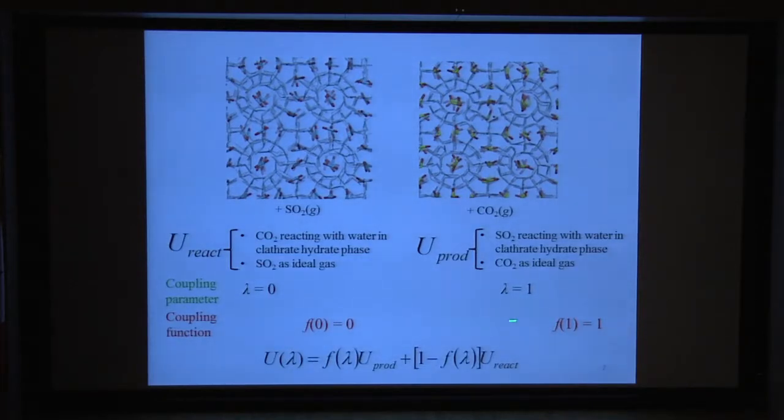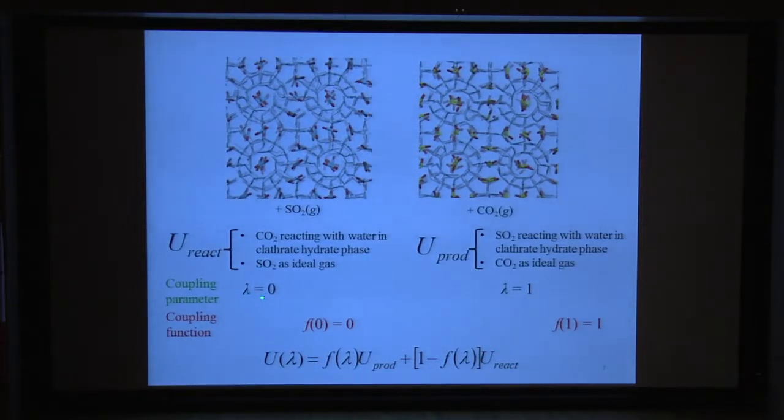We use this coupling function to define a potential energy for the system, which depends on the extent of the reaction, and introduces this coupling function as multiplying the product potential energy and the reactant potential energy. So let's see how this works.